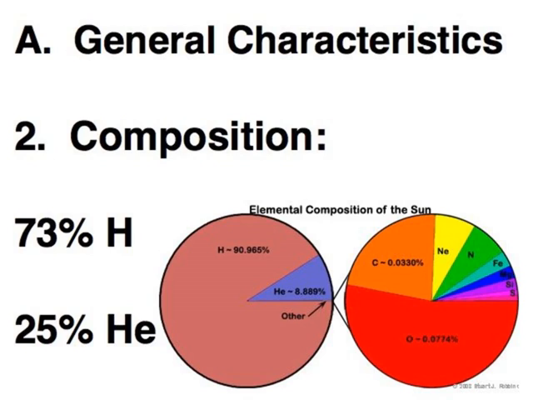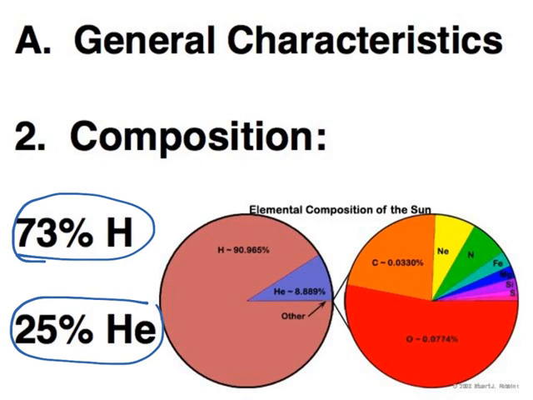The other thing is our Sun's composition. Our Sun is primarily hydrogen. Recall that H stands for hydrogen, 73% hydrogen, 25% helium. He stands for helium. So that adds up to 98%. So what's that other 2%? Pretty much every other element that we know about.